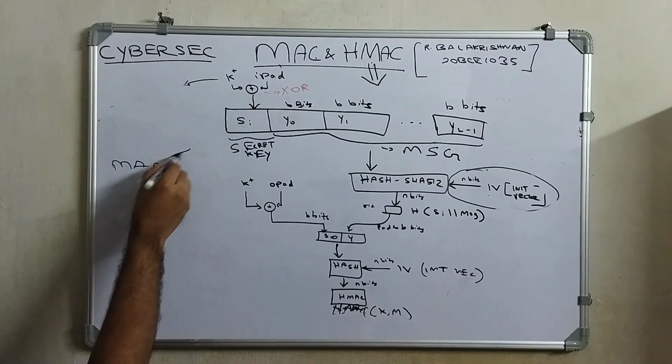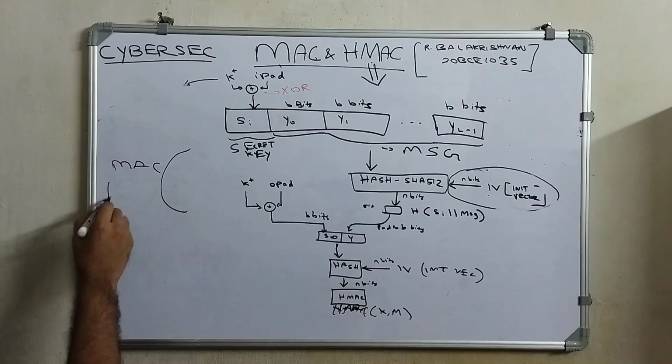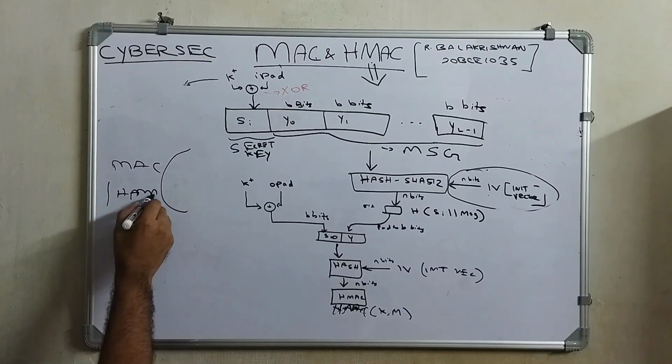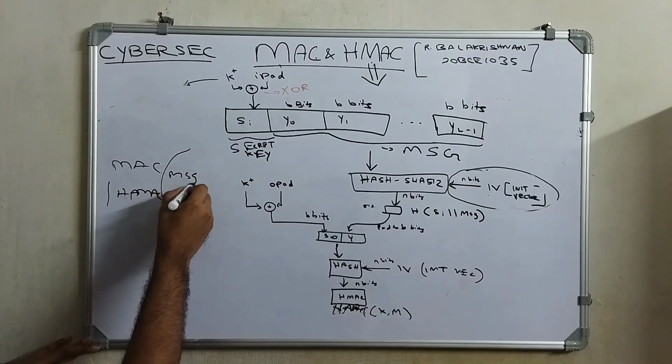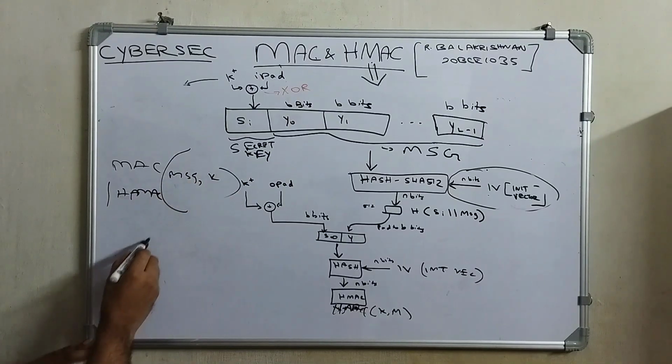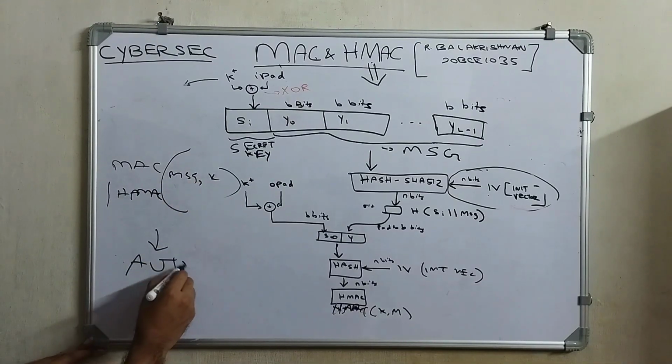At the end of the day, HMAC is a function that is used for authentication purposes, because you put in the message and then the key. That is used for authentication purposes.